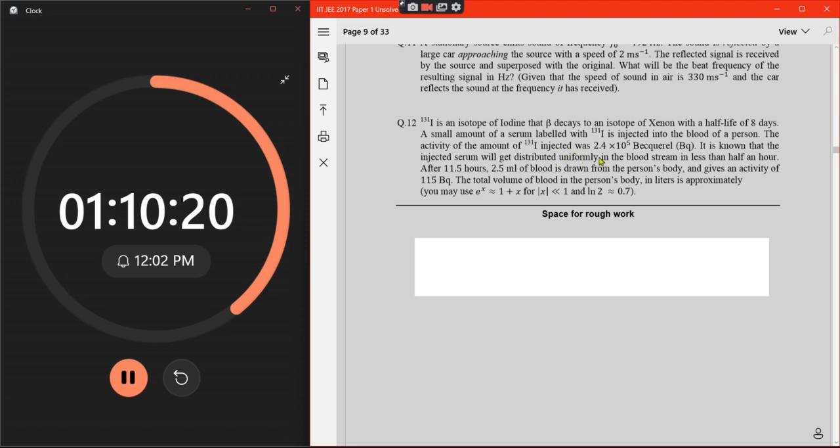It is known that the injected serum will distribute uniformly in the bloodstream in less than half an hour. After this many hours, 2.5 liters of the blood is drawn from a person's body and gives an activity of this much. Find the total volume of the blood in the person's body. Okay, that's actually not that hard.